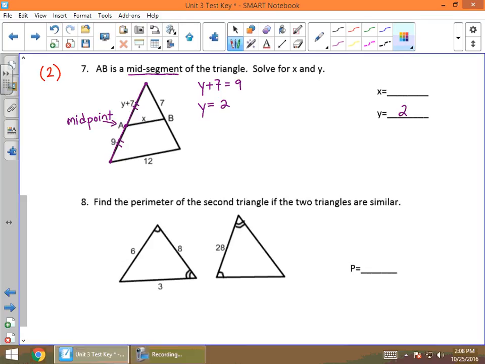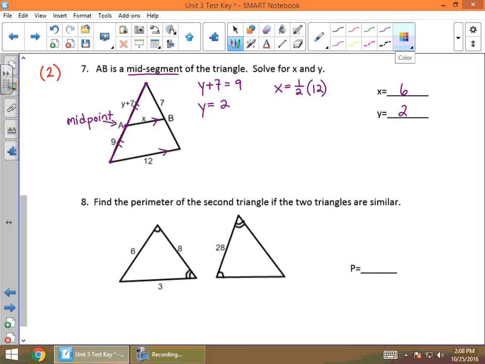Now, how do I find x? There's a rule that says that if you have a mid-segment, it is parallel to one of the sides, and it is half of that side's length. So x is equal to half of that third side. Half of 12 is 6. So you just needed to know some information about mid-segments there.